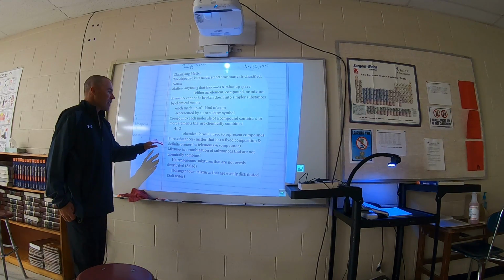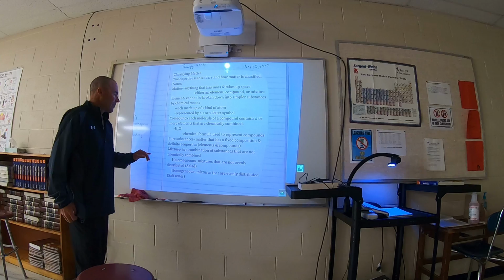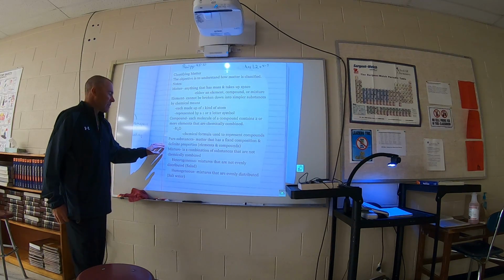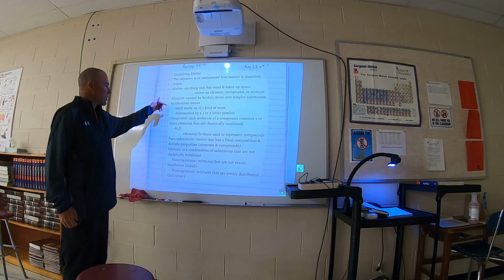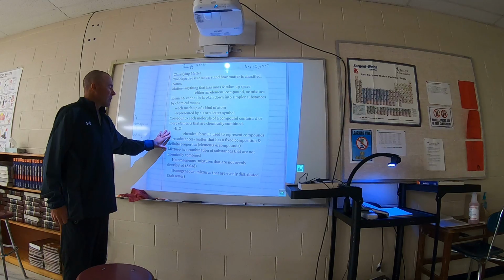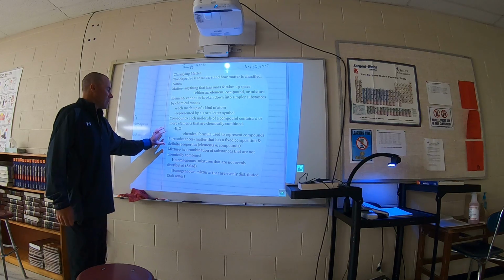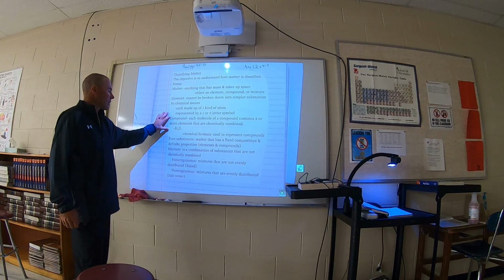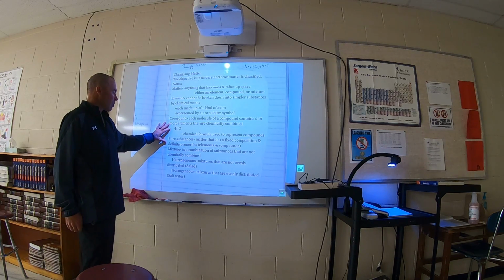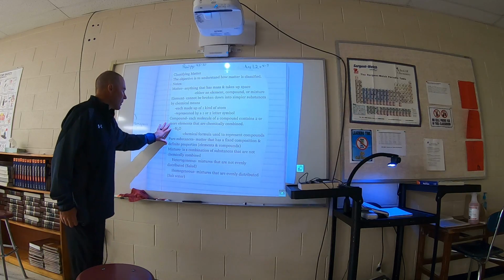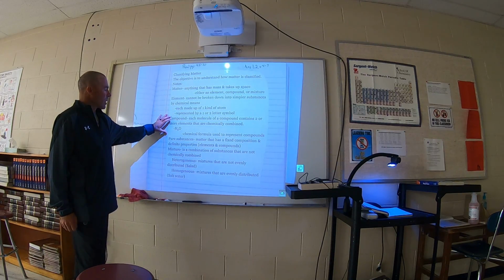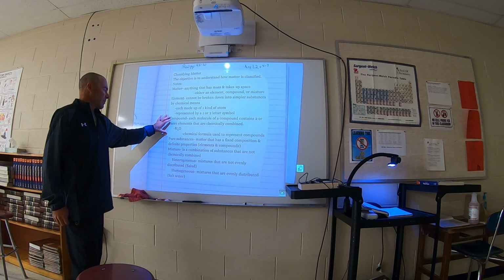Anything that has a fixed composition and definite properties is classified as a pure substance. So elements and compounds are both classified as pure substances. The only way you can break down a compound is by chemical means. We'll get more into that later on. But neither elements nor compounds can be broken down physically.